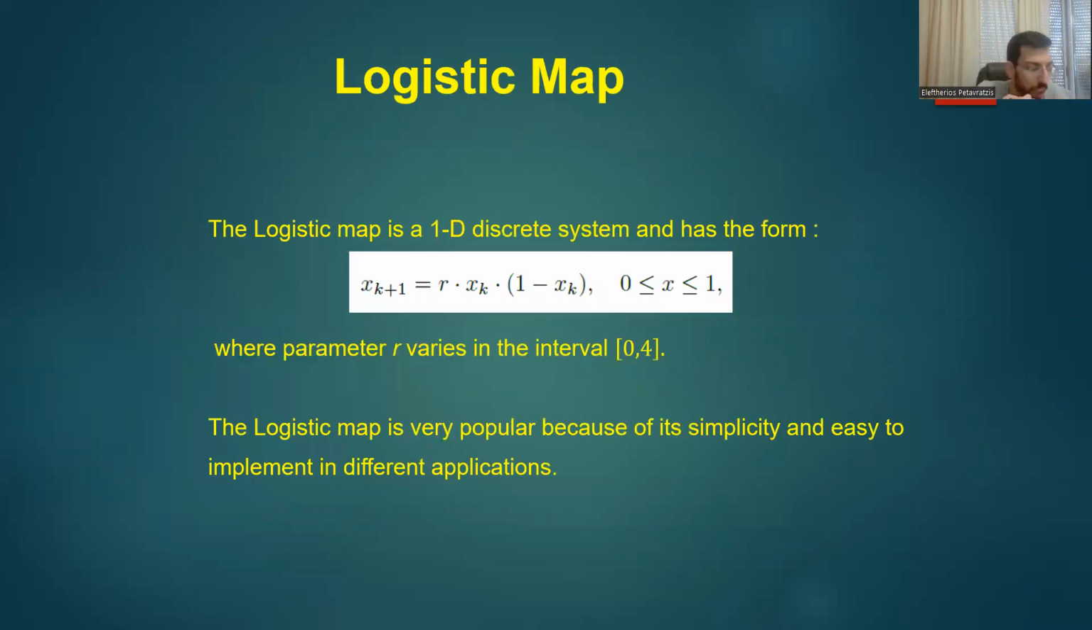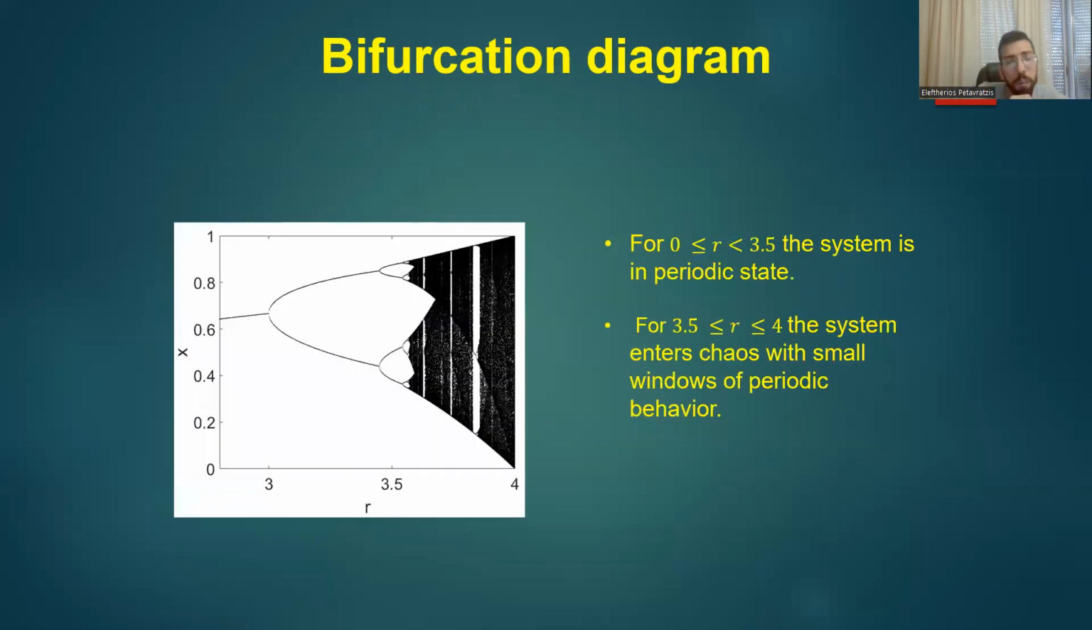For the first stage of this study, we have to select the appropriate chaotic system. In our case, we use the logistic map, which is a one-dimensional discrete chaotic system, and it is very easy to use in this type of application. Here you can see the bifurcation diagram of the logistic map, and you can notice that for values up to 3.5 our system shows periodic behavior, and after that point it shows chaotic behavior.